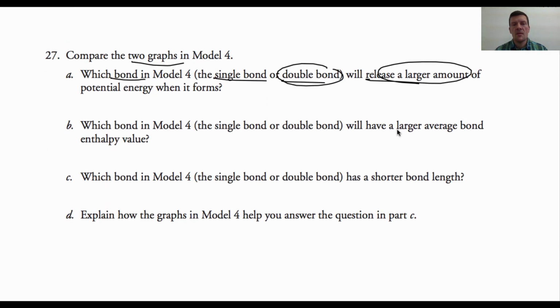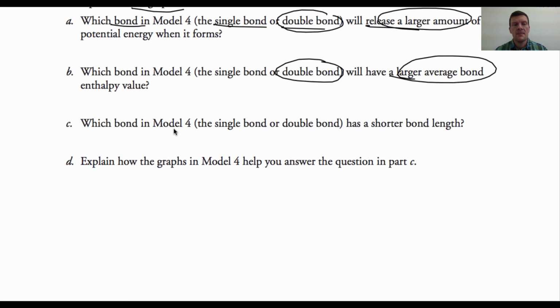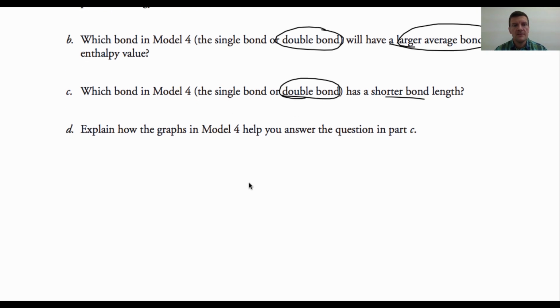Which bond has a larger average bond energy? That would be the double bond. And which bond has a shorter bond length? Shorter bond length simply means that they're closer together, because the double bond is going to be sharing more electrons and is going to then pull those nuclei closer together. It can be harder to pull them apart, harder to break that double bond. Okay?